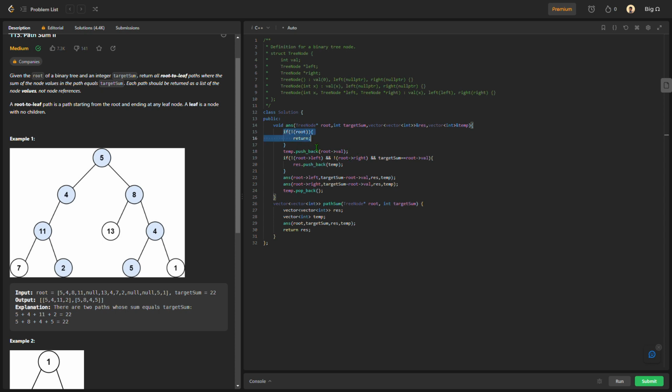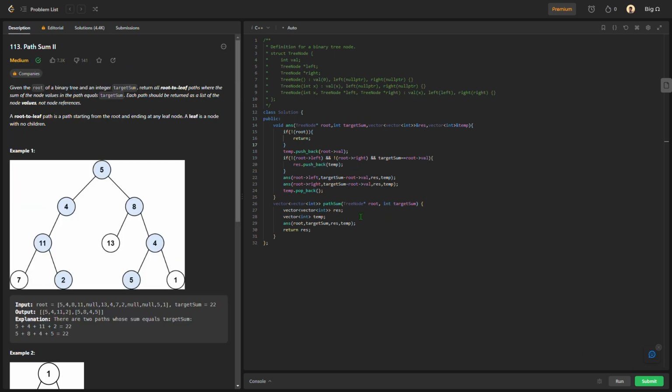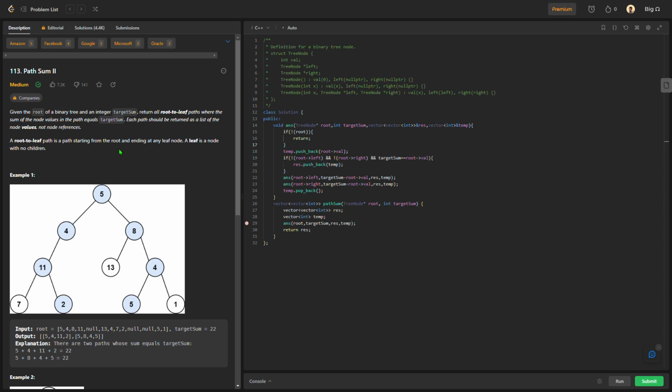And if this condition poses a problem, I think that should not pose a problem, but if it does, I think we should go and check that out. But that is correct, that is accepted, and if I just submit it, that would be accepted. Yeah, that is accepted. And this was an important question, as it was asked in many FANG related companies.